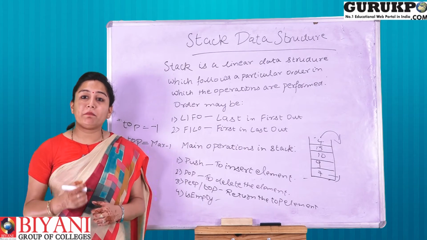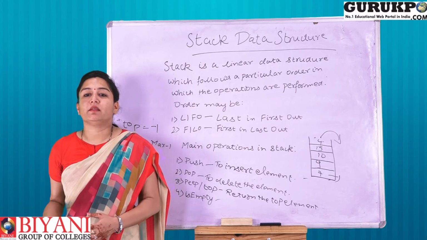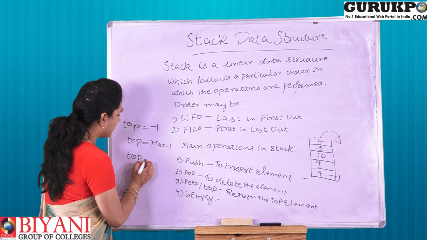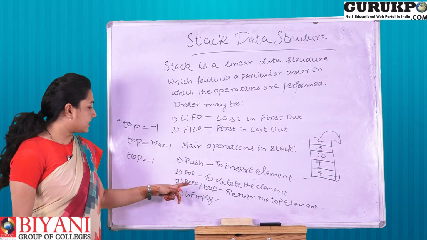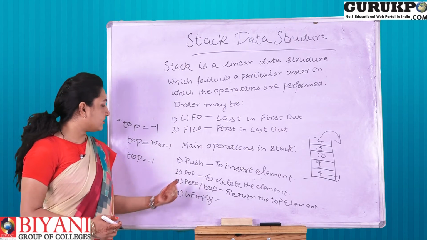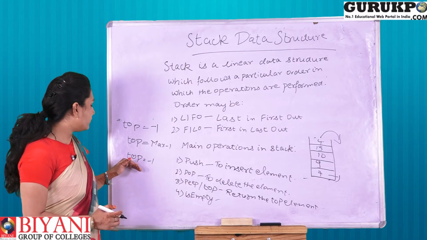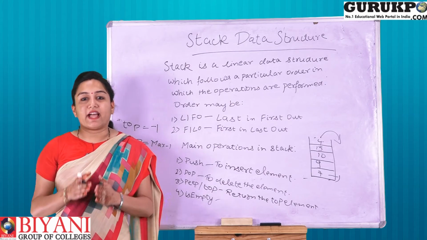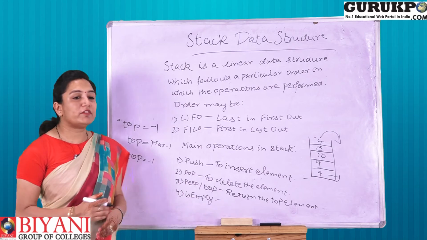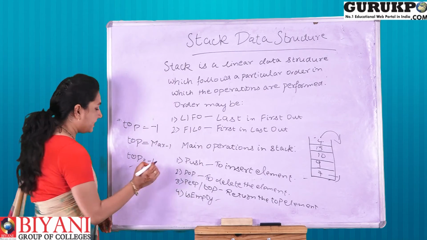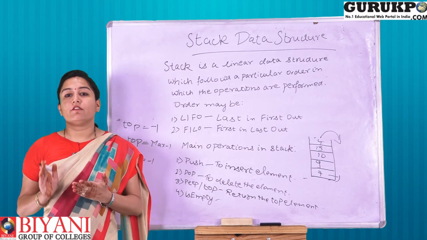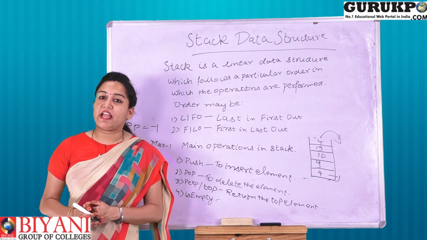Similarly, second is pop. Pop means when we want to delete some element from the stack. So when the pop method is called, it is checked whether the top is equal to -1. If the top is equal to -1, that means there is no element in the stack to be popped out, and the stack is empty. This condition is known as underflow. The empty stack condition is known as underflow. So there are two conditions, overflow and underflow, which are checked before calling these two operations, push and pop.